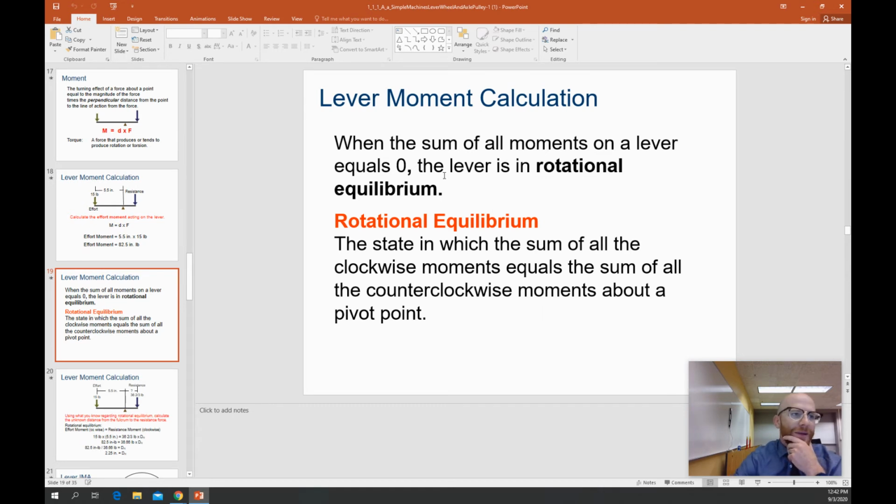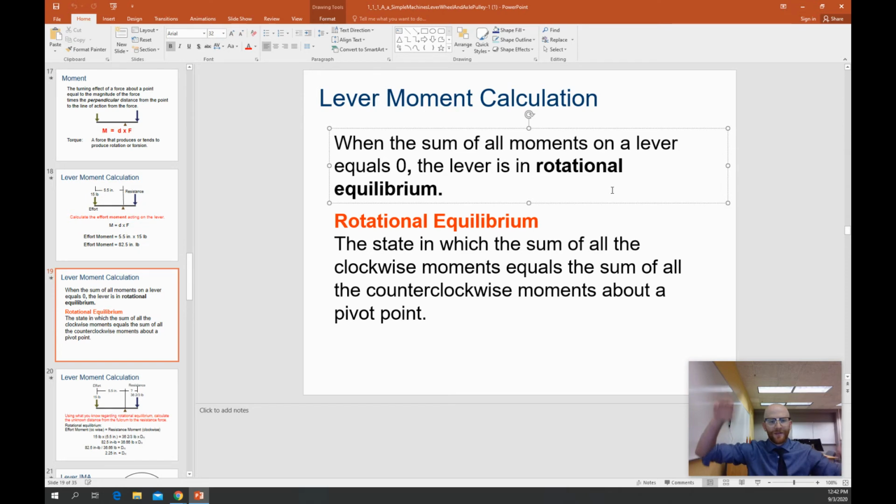Okay, so this is talking about lever moments. When the sum of all the moments on a lever equals 0, the lever is in rotational equilibrium. This is not talking about mechanical advantage, right? Because the mechanical advantage can't equal 0. So we're talking about when the forces cancel out each other, meaning the forces on this side of the teeter-totter equal the forces on this side of the teeter-totter.